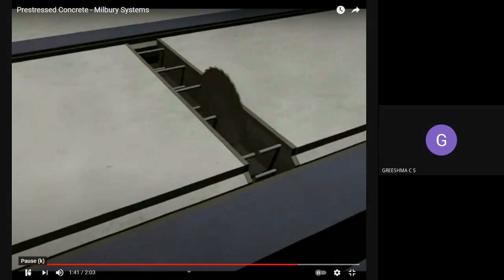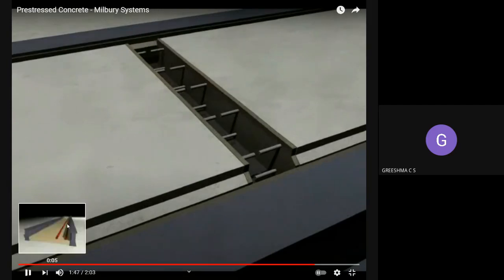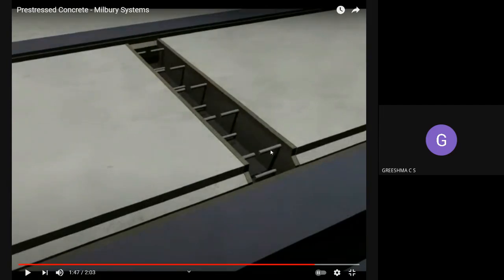Now they are cutting the tendons. These tendons were actually in a stressed position, right? They were in a stretched position. So immediately when you cut these tendons, what will happen? They will try to regain their original position. That means they will be applying a compressive force on these units.